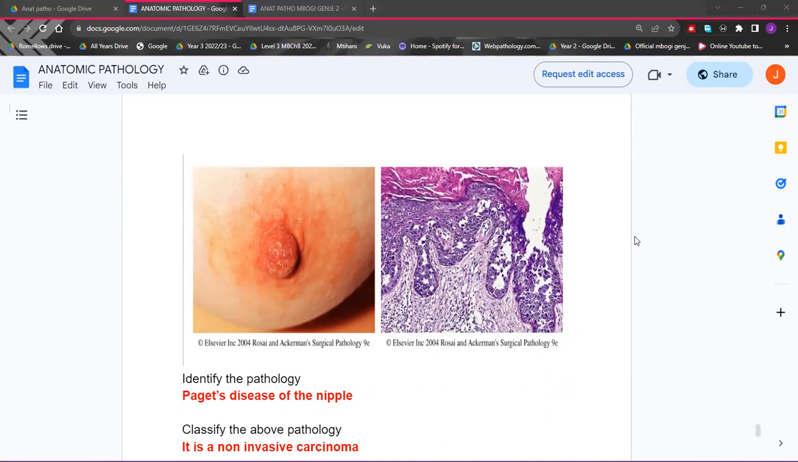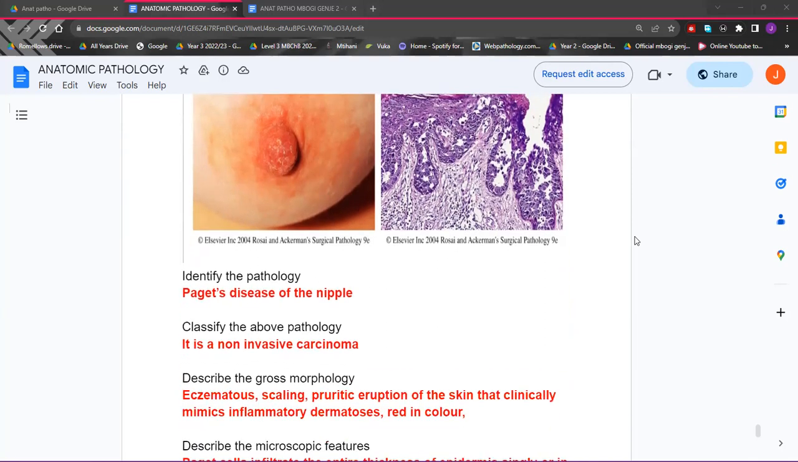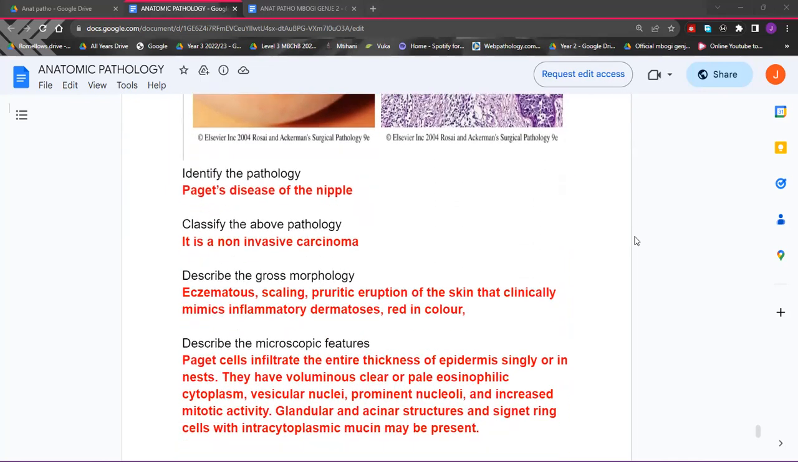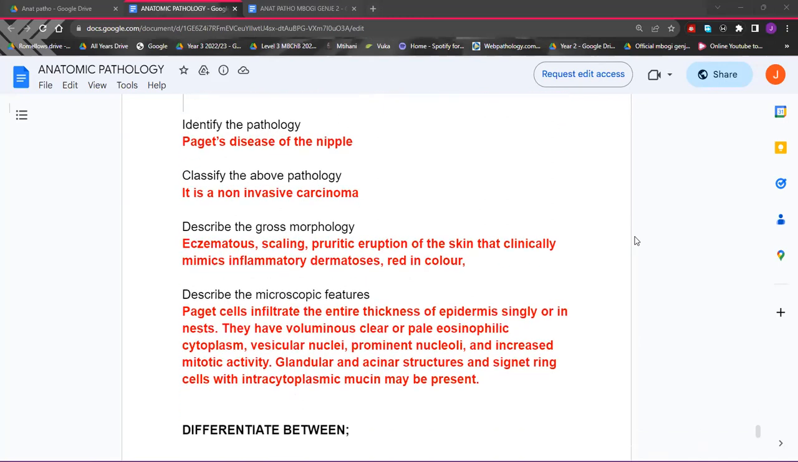Now, for the microscopic features, what do you expect to see? So you expect to see Paget cells infiltrate the entire thickness of the epidermis, singly or in nests. They have voluminous, clear or pale eosinophilic cytoplasm, vesicular nuclei, prominent nucleoli, and increased mitotic activity. We also have glandular and acinar structures and signet ring cells with intracytoplasmic mucin, which may be present. Now, classify the above pathology. It is a non-invasive carcinoma.